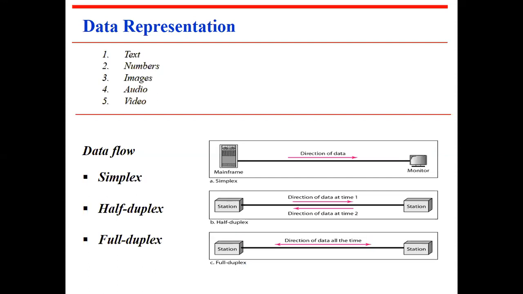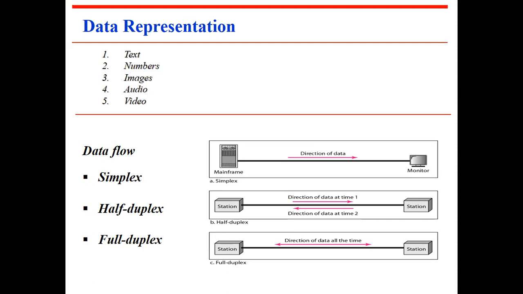Next, data representation: text, numbers, images, audio, and video. Next, how does data flow between the source and destination? That is data flow. There are three types of data flow: the simplex methodology, half duplex methodology, then full duplex methodology.